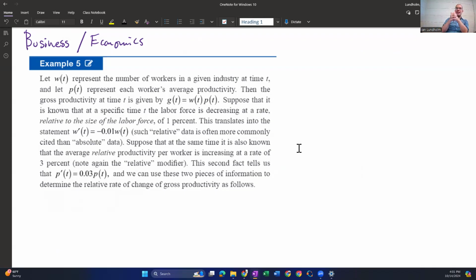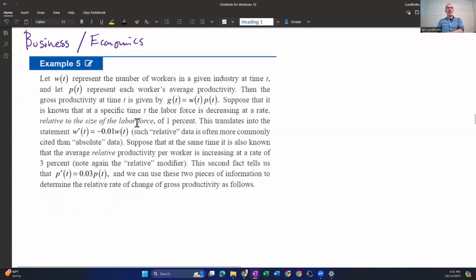Suppose that it's known that at a specific time t, the labor force is decreasing at a rate relative to the size of the labor force of 1%. This translates into the statement that the rate of change of the workforce is negative 0.01 times the current amount of workforce.